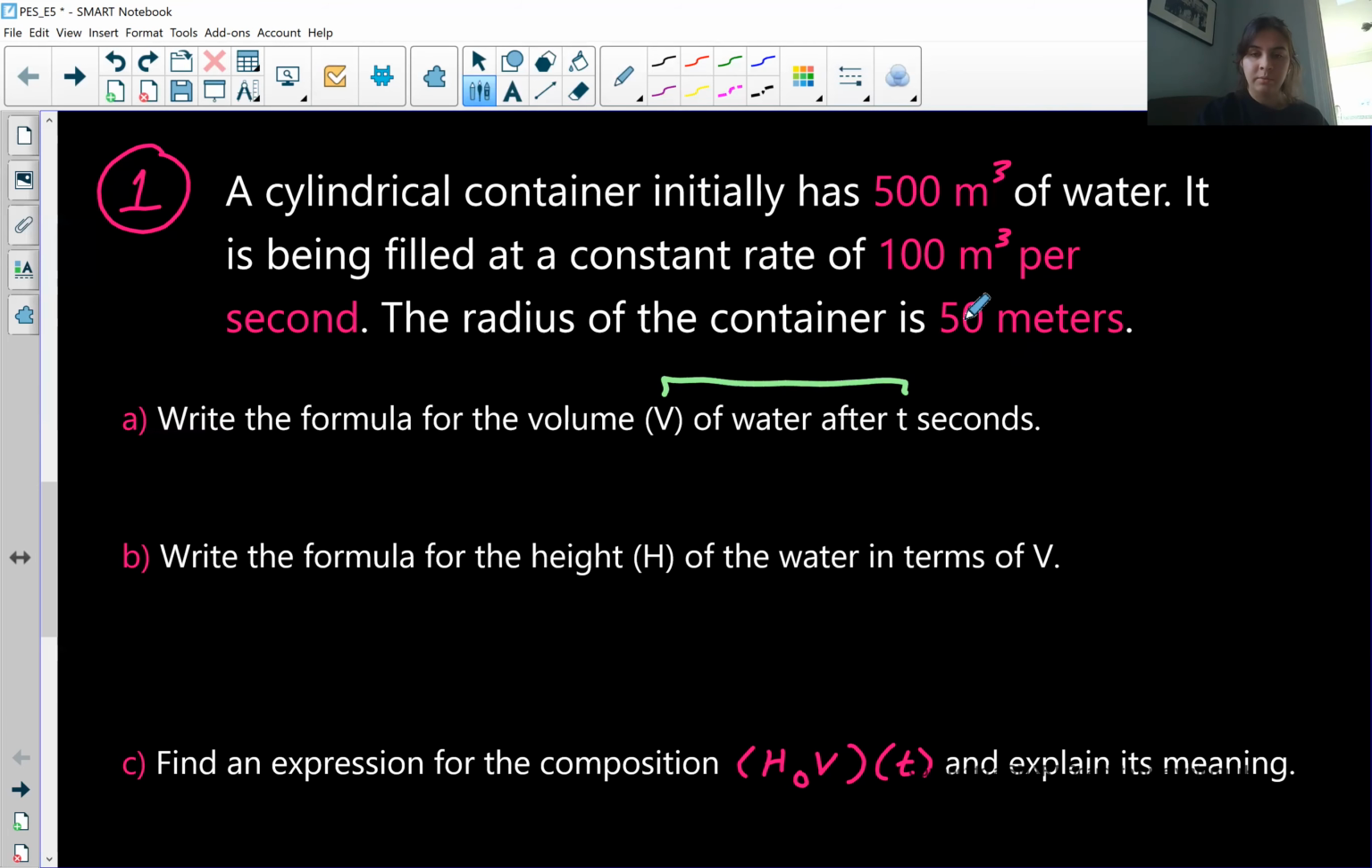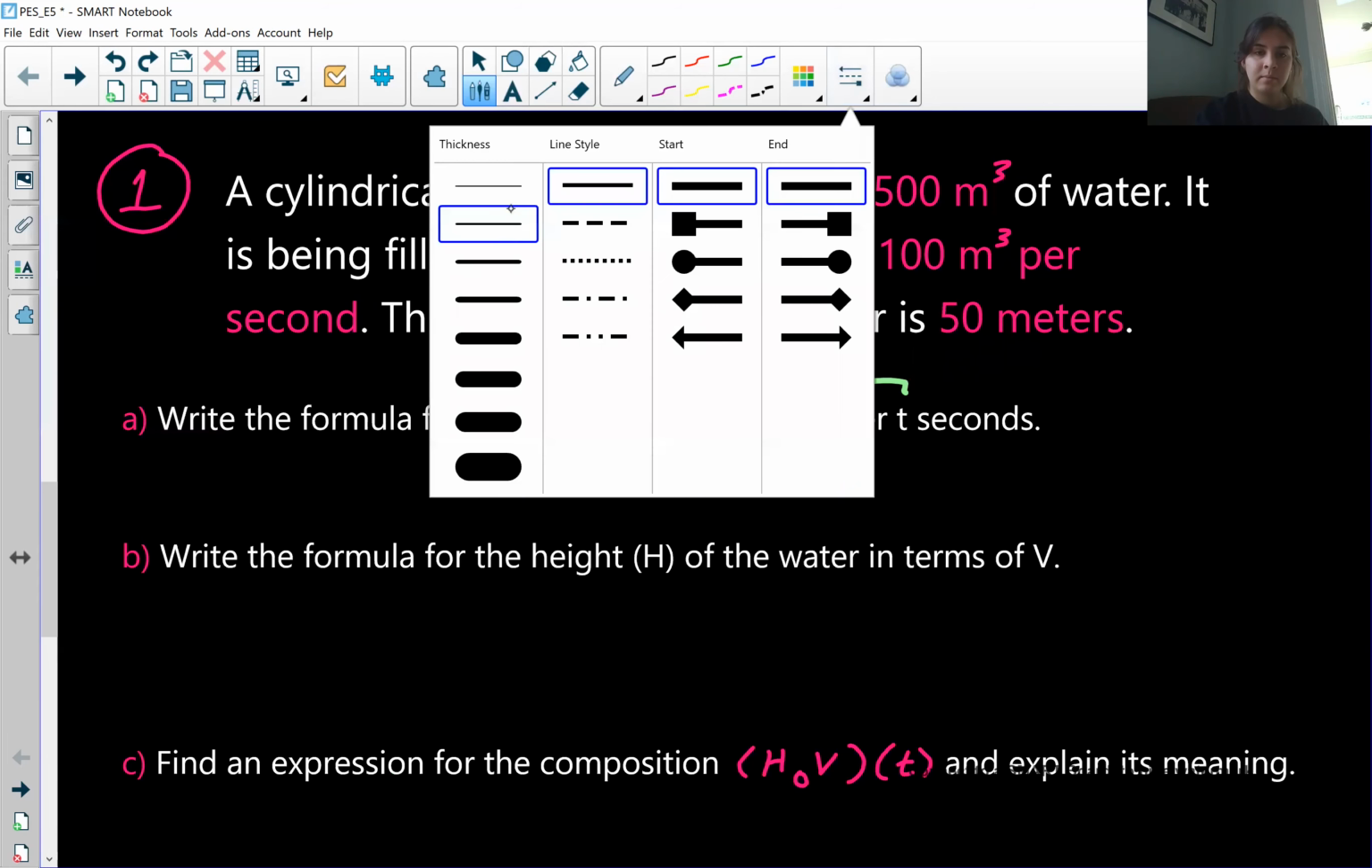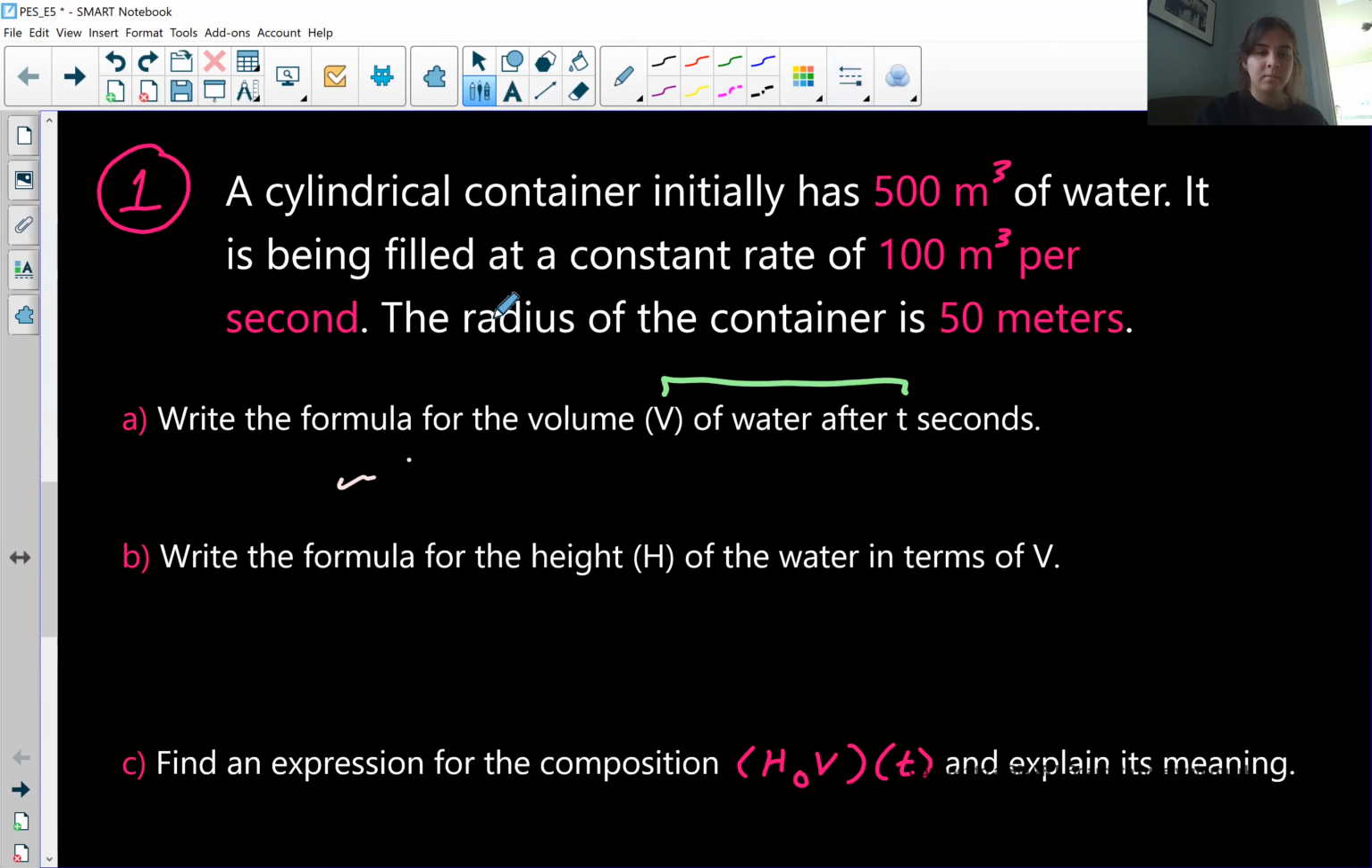Essentially asking you to relate V and T. Trying to get the pink. No, that's too skinny. Okay, that's good. Okay. So we want to relate volume and time, V of T.